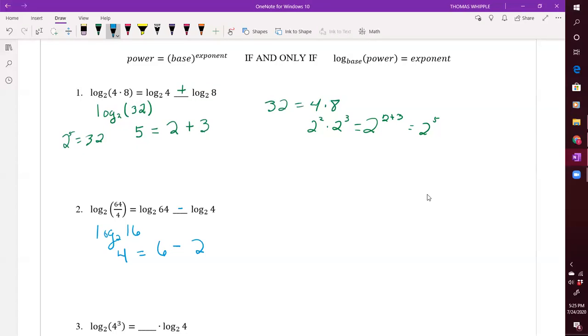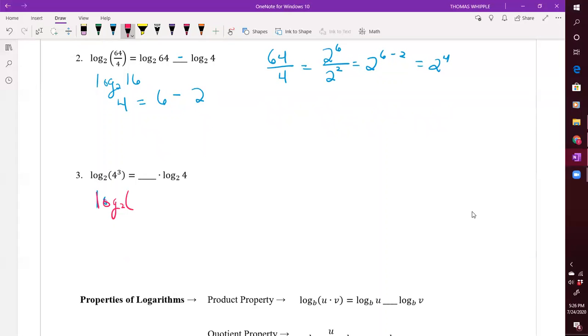And so once again, if we are doing 64 divided by 4, we're simply taking 2 to the 6th divided by 2 squared, and that would be 2 to the 6 minus 2, or 2 to the 4th. So this is, of course, the quotient. We're using the quotient rule with exponents, and that's really what this is saying. Powers are being divided, so exponents are being subtracted.